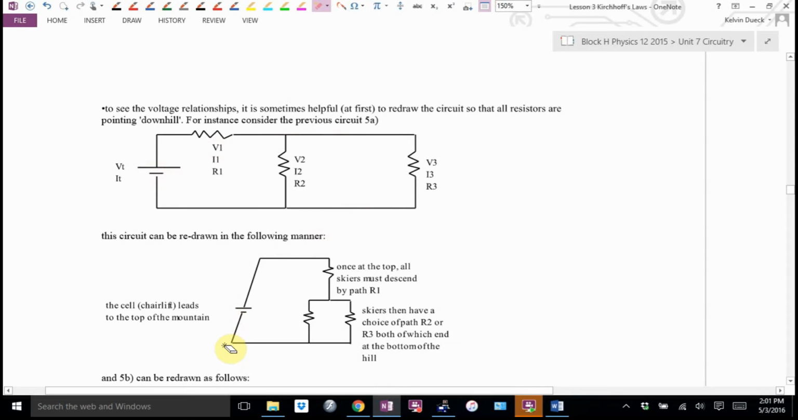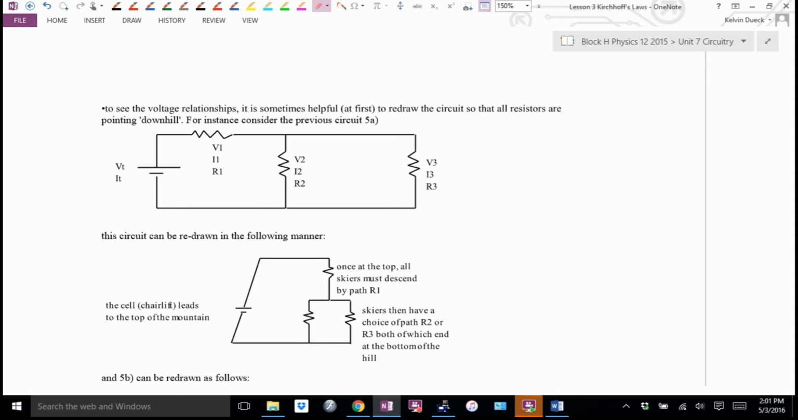You could redraw it like a big chairlift. Everyone goes down the first hill right there. And then some people go left, some people go right. They split up and meet up. I honestly find this easier. I know some kids find this, but you know, I'm lazy. I don't like redrawing things.